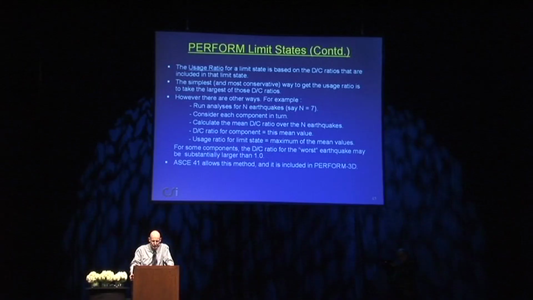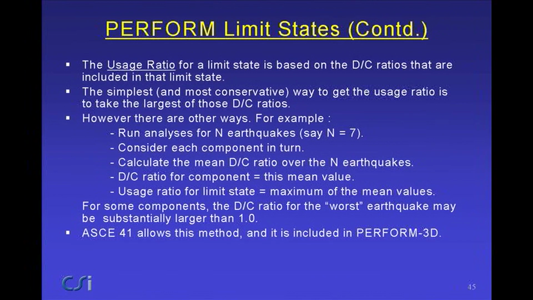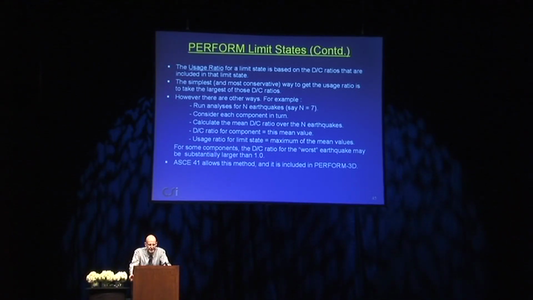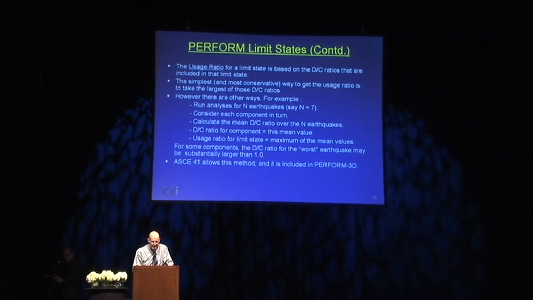Take the average value, the mean value of those for that component, and then the usage ratio for the limit state is the maximum of those mean values. So each hinge, you've got 7 values, take the mean, you've got 1,000 mean values, take the largest of those, that's the usage ratio for the limit state. Now the demand capacity ratios for some hinges, for some earthquakes may be larger than 1, possibly substantially larger than 1. But the biggest of the mean values would need to be less than 1. ASCE 41 allows this method, and it is included as an option in Perform 3D. I'll demonstrate this later on when we show some limit states.